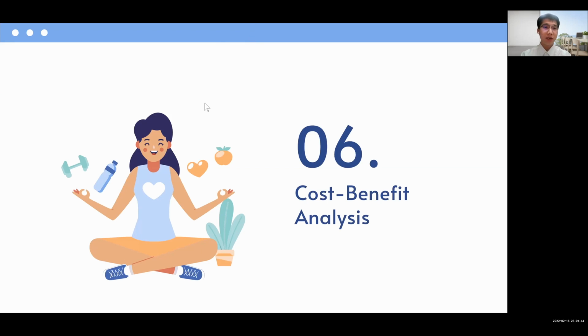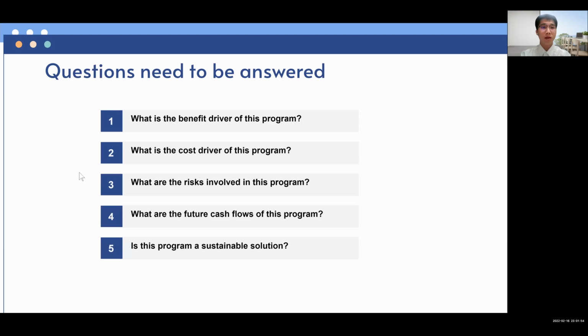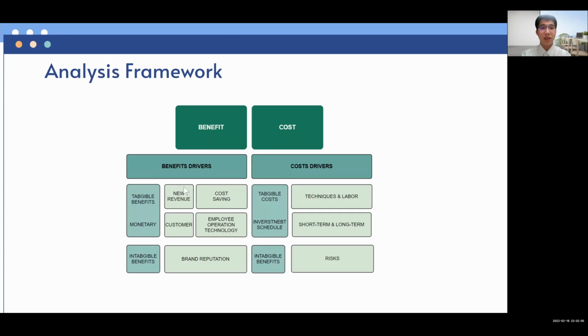And in this part, I'm going to introduce the cost and benefit analysis of this program. It aims to help stakeholders and investors understand 5 main questions: the benefit driver, the cost driver, the risk involved, future cash flow, and finally, the sustainability. So let's get started. The first step of performing the cost-benefit analysis is defining a great analysis framework.